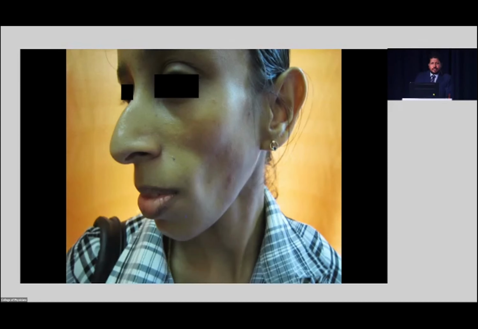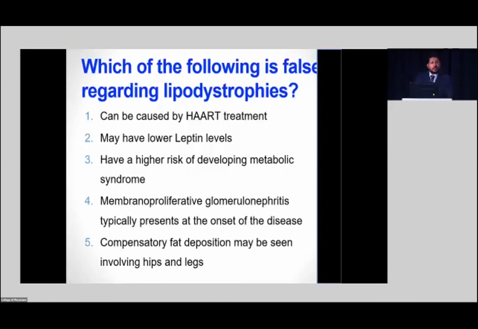So one thing we need to exclude is morphea, which also can cause hollowing of the face, what we call Parry-Romberg syndrome of facial morphea. This is one of that. You can see, however, unlike lipodystrophy, which only involves the fat, here there is scarring, loss of lip substance, and it can involve the cartilage and bone as well, and it's unilateral. So regarding lipodystrophies, please, if you could be kind enough to vote for this. Which of the following is false?